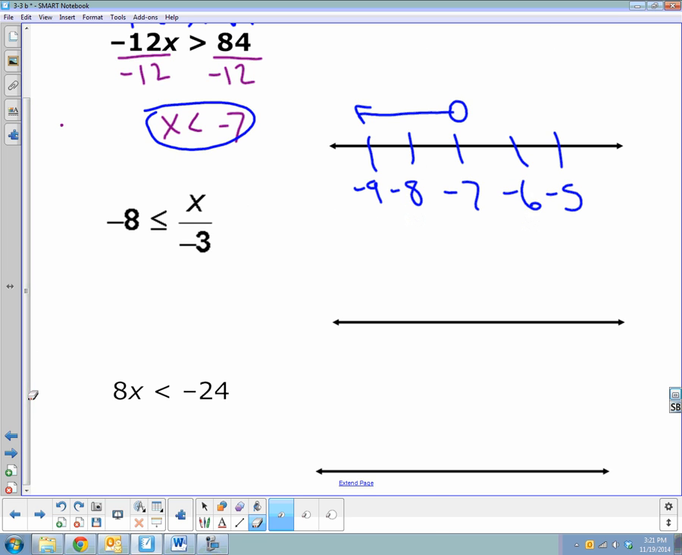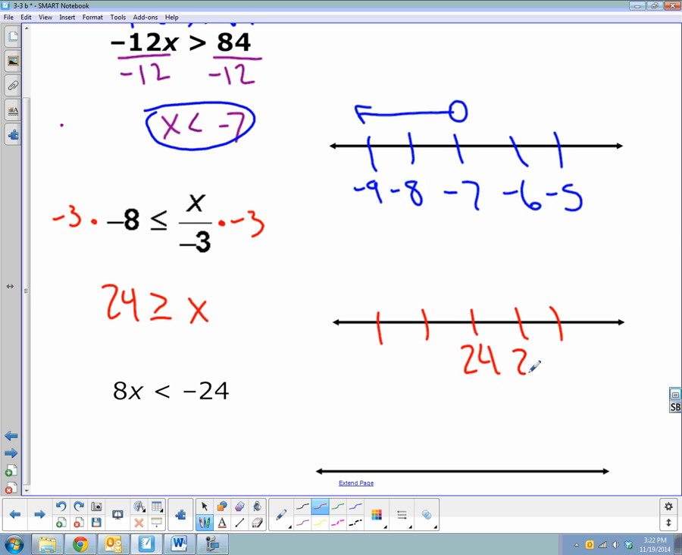So I'm going to solve it as if I were normally solving an equation or an inequality. Opposite of divide is times, both sides by negative 3. Since I'm multiplying by a negative, I'm going to need to turn that symbol around. I get x by itself, 24. x is less than or equal to 24.